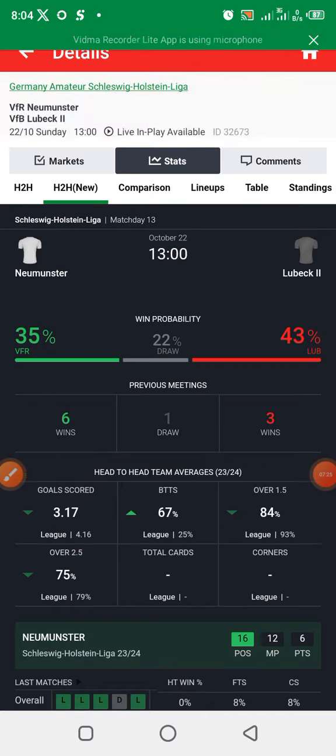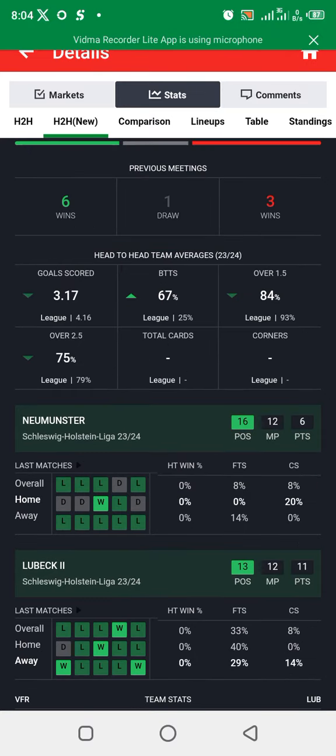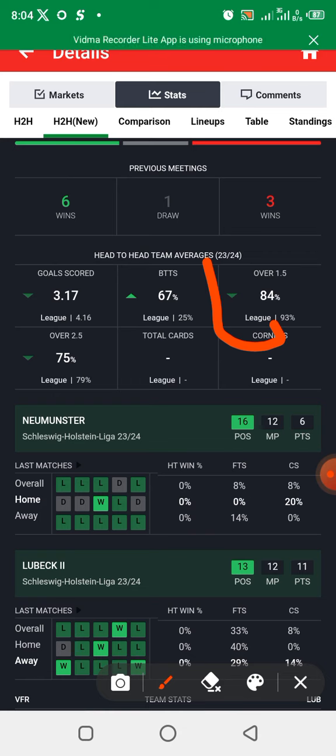So this is the head-to-head now. So don't forget what I told you guys. I always want to go for over 1.5 at 85%. I said the percentage of the over must be around 85, and this is 84. And don't forget, I said for the over 2.5 it should be around 70 or 75 percent possibility of playing over 2.5 goals.